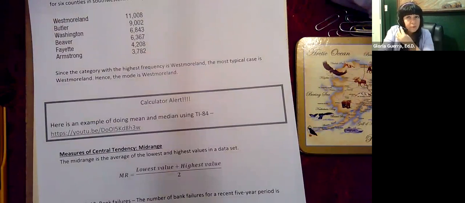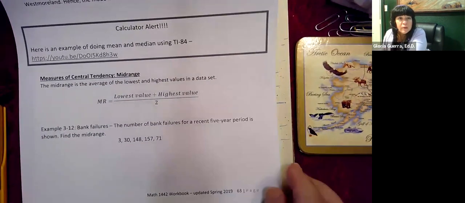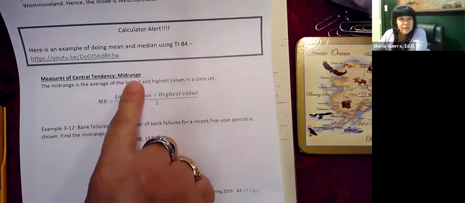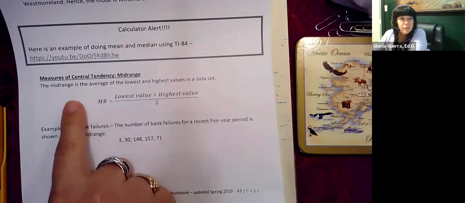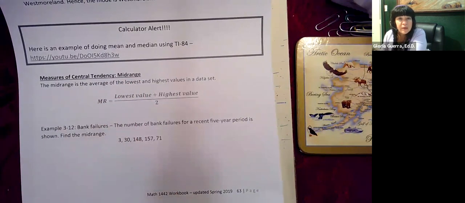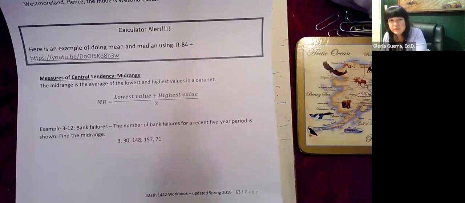Hello, class. I'm going to finish up that 3.1 section for your statistics course. So we're at the bottom of page 63, and they're asking for the measures of central tendency, the mid-range. So the mid-range is the average of the lowest and the highest values in a data set. So we have MR, which is the abbreviation for mid-range.